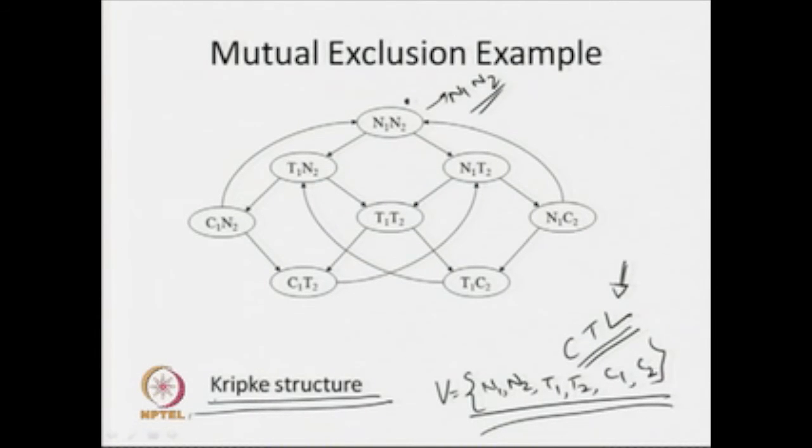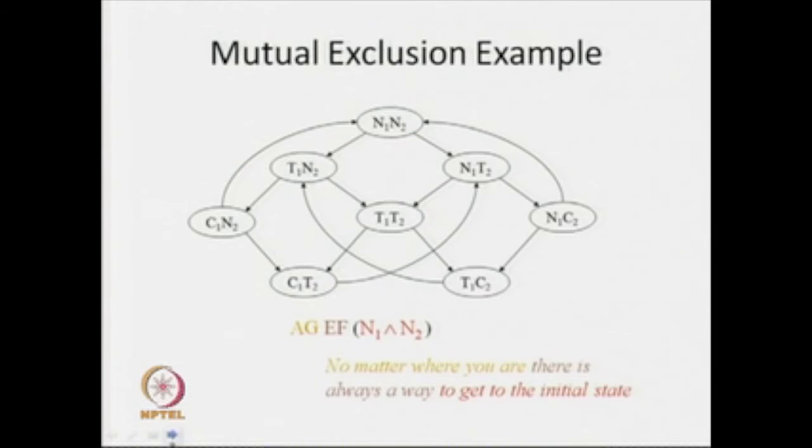In the last module we talked about CTL, what the syntax of CTL is and what the semantics of CTL are. Now, we have come up with the model, and it is very much similar to our Kripke structure. Now, I am writing here AG, EF, N1 and N2.